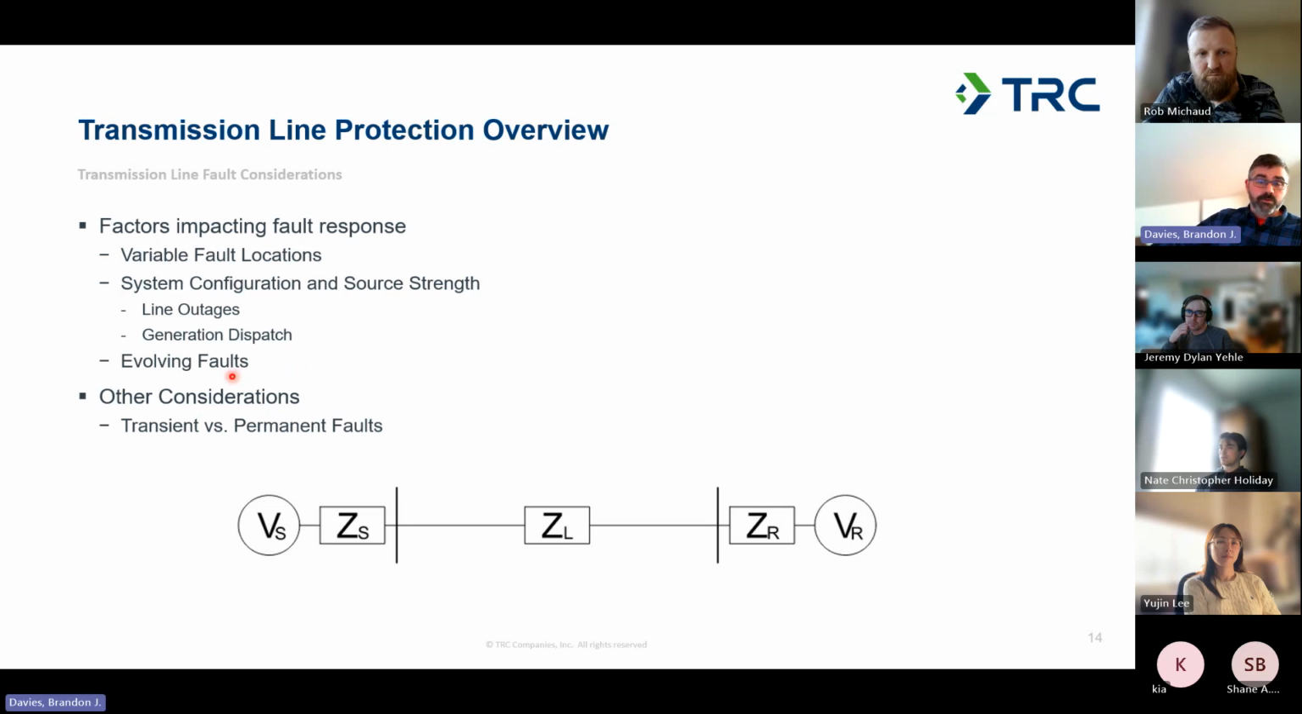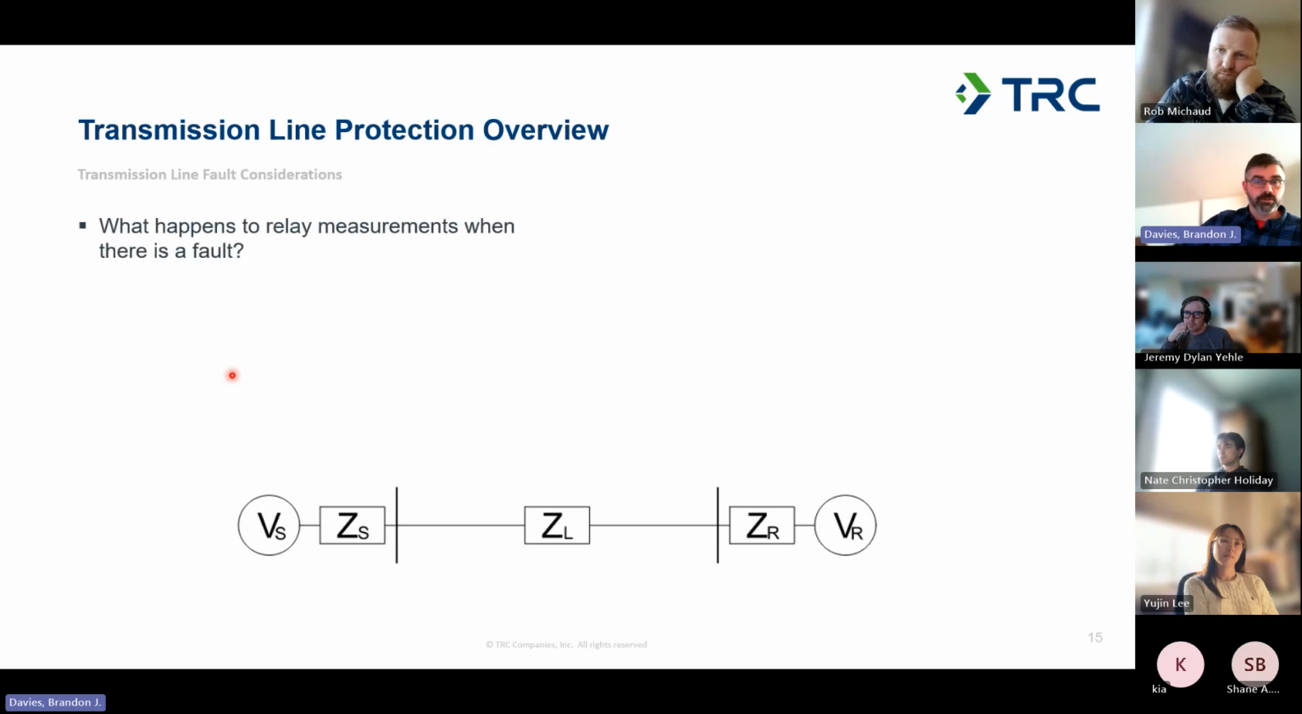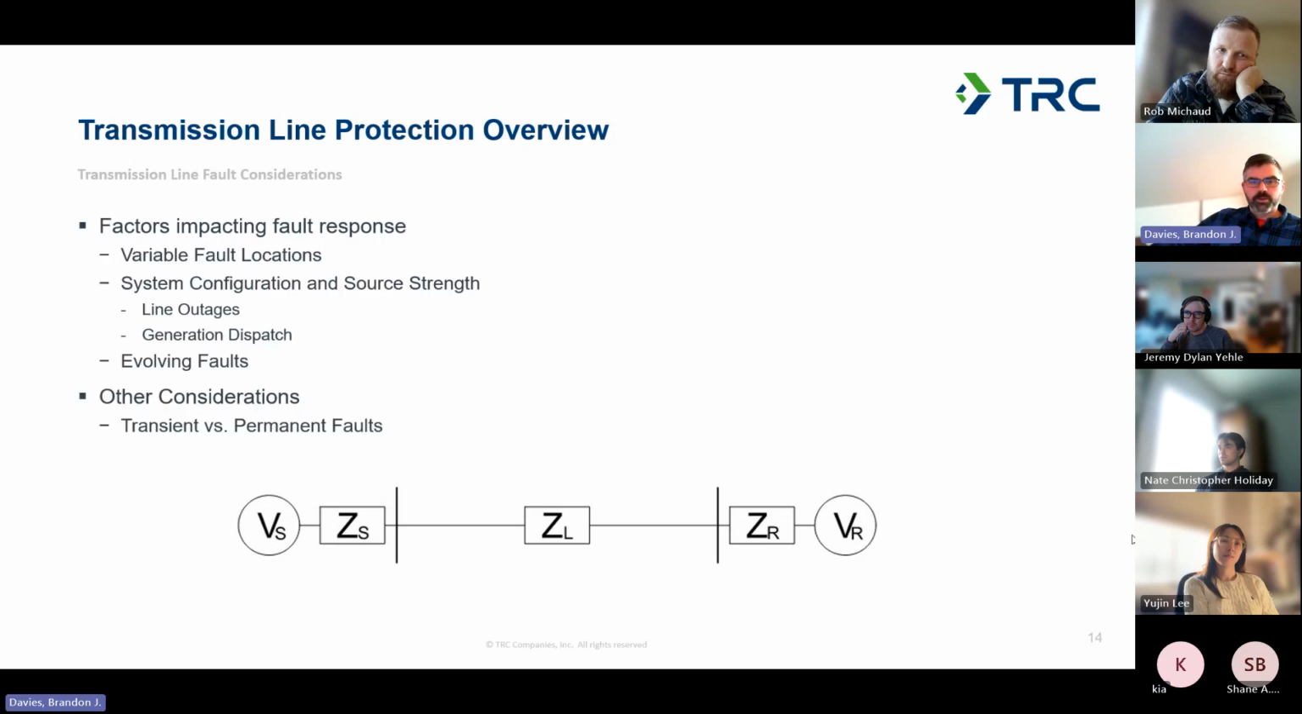You can also have evolving faults. You could have something like that last picture, where you start out with a single phase fault to ground through a transmission structure. If it doesn't clear fast enough, the arc could arc over to one of the other phases, and you could turn from a single phase fault into a multi-phase fault.